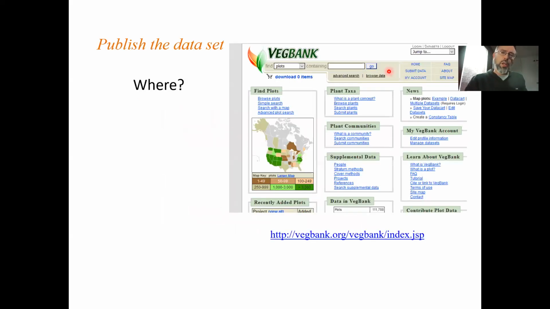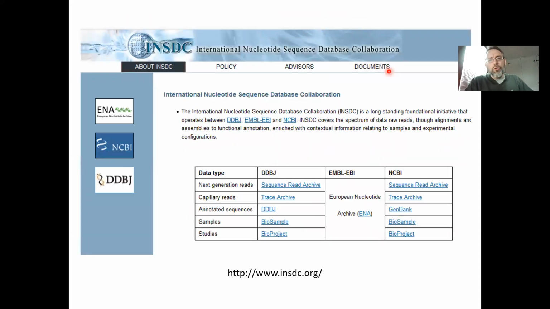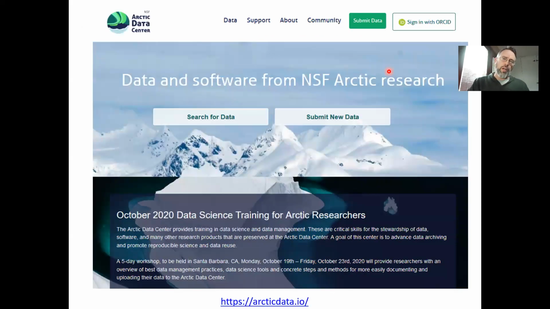It's great. This is vegetation data, VegBank. Here is the Knowledge Network for Biocomplexity. This is for eco-informatics data. This is the International Nucleotide Sequence Database Collaboration. There are ways to share data all over the internet. This is the Arctic Data Center from the National Science Foundation.